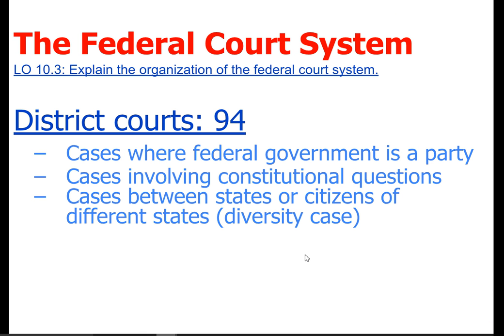Okay, this actually goes again back over some of the district, appellate and Supreme Court parameters. And again, I want you to be aware of this key term here, diversity case or diversity jurisdiction. This is dealing with cases between states or citizens of different states. And again, typically you will see, especially in those high dollar cases, that district federal courts will take those on.